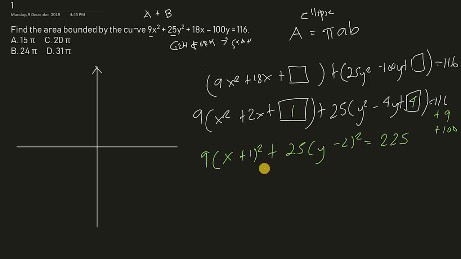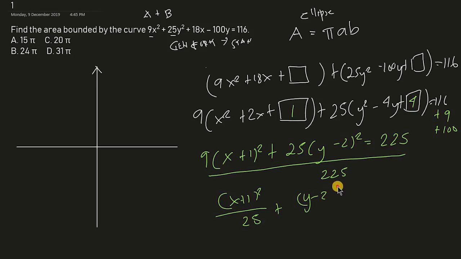Now, what I need to do is divide everything by 225. Kasi 'di ba kung naalala nyo, dapat yung right side natin ay mag-equal siya sa 1. Alright, so ito, 9 divided by 225. 9 divided by 225 is equal to 1 over 25. So ito, that's x plus 1 squared over 25 plus, ito naman, y minus 2 squared. 25 divided by 225 is equal to 1 over 9. That's divided by 9 is equal to 1 kasi magka-cancel out yung dalawa.